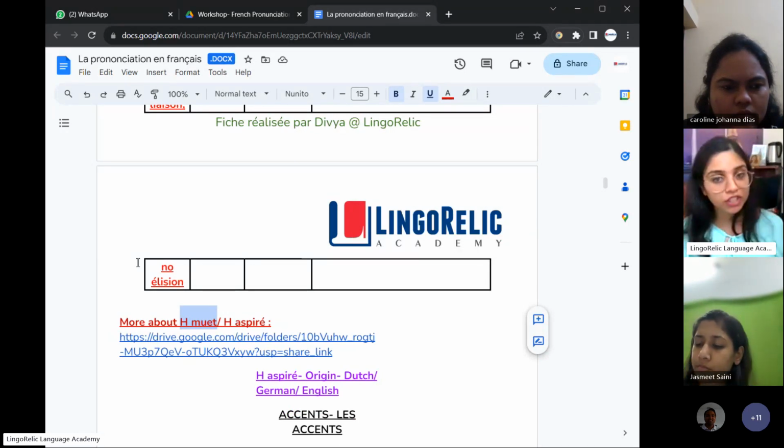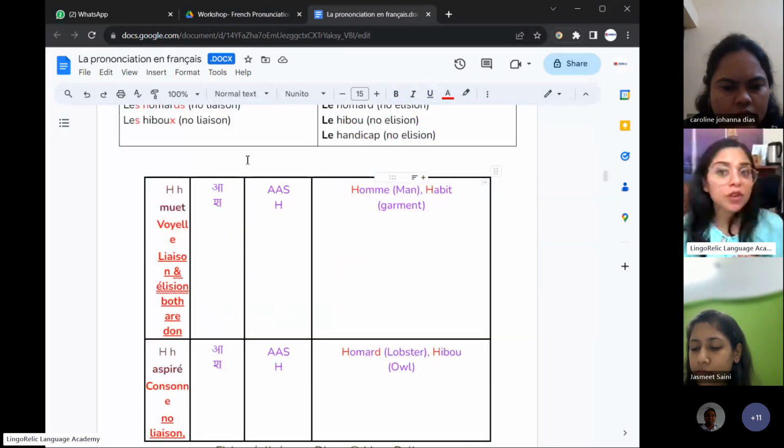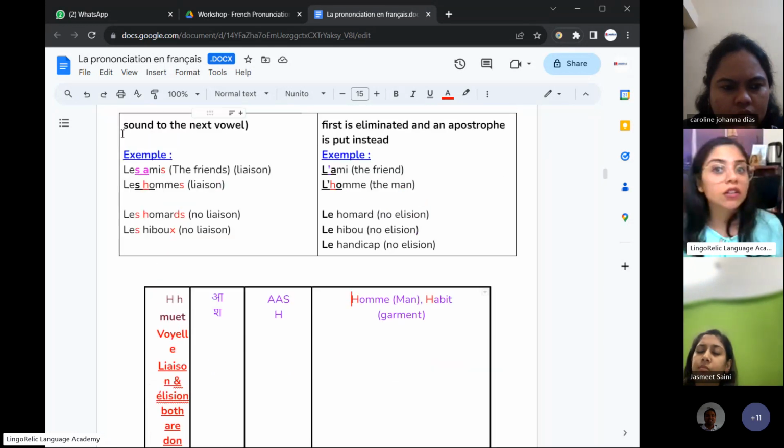And there are other words which come under ash muet, which are originally of the French origin. They come from the French language itself. And hence they will take, for example, homme. So it will become l'homme, not le homme. It will become l'habit, not le habit. Here also you have some examples.